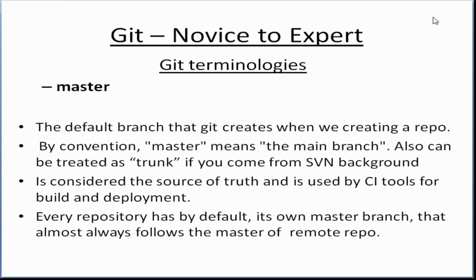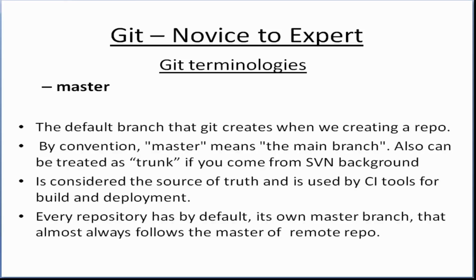Master is a default branch or a working copy which is created by Git when you create a repository. It has a working directory, a staging area, and also maintains the commit history. By convention, master refers to the main branch and is equivalent to trunk if you have used SVN before.